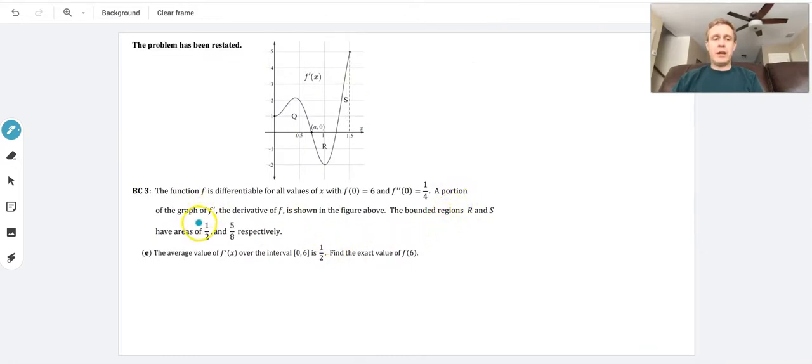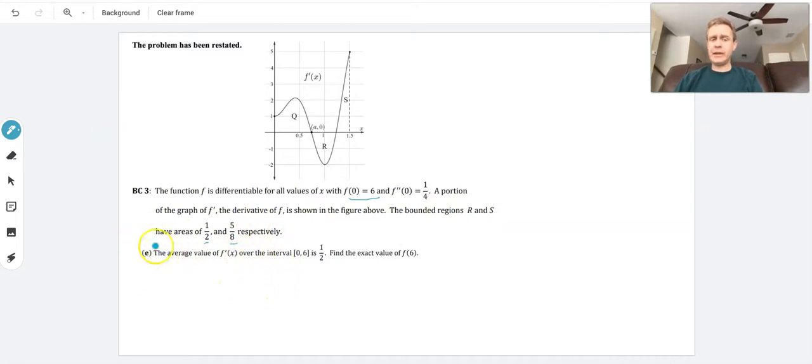So now I want to do this problem here, which, like all these problems, is in the packet that I'm posting today, and you can look at them. In this problem, we're given this graph of f prime, and we're told that the function f is differentiable for all values of x, with f of 0 equal to 6 and f double prime of 0 equal to 1/4. A portion of the graph of f prime, the derivative of f, is shown in the figure above. The bounded regions R and S have areas of 1/2 and 5/8 respectively.